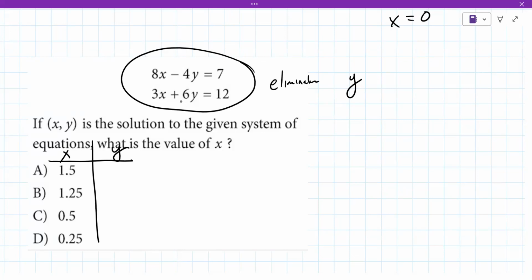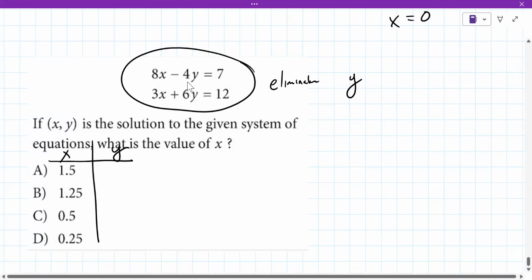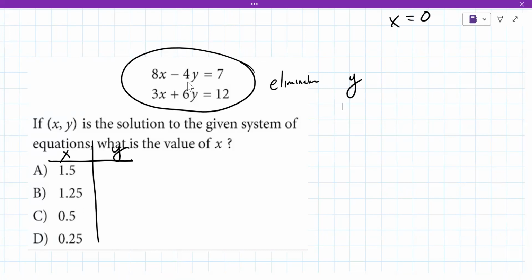Is there a way, rather than multiplying by 6 and 4, is there another way to do it? Is there a smaller number that they both go to? They both go to 12. Yeah, exactly. So you can go 3 and 2.